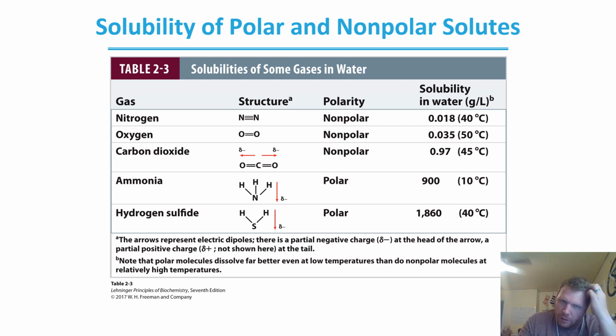So the solubility of different gases and nonpolar solutes: what we have is nitrogen, oxygen, carbon dioxide. These are all nonpolar. And this goes back to your Gen Chem 1, where when you look at carbon dioxide, we have these polar bonds, but they're opposite one another, so they're basically negating one another. Its solubility is going to be on the order of 0.018, so it's very insoluble, compared to ammonia or hydrogen sulfide. Those are extremely soluble. They go into solution very easily, and those are both polar substances.